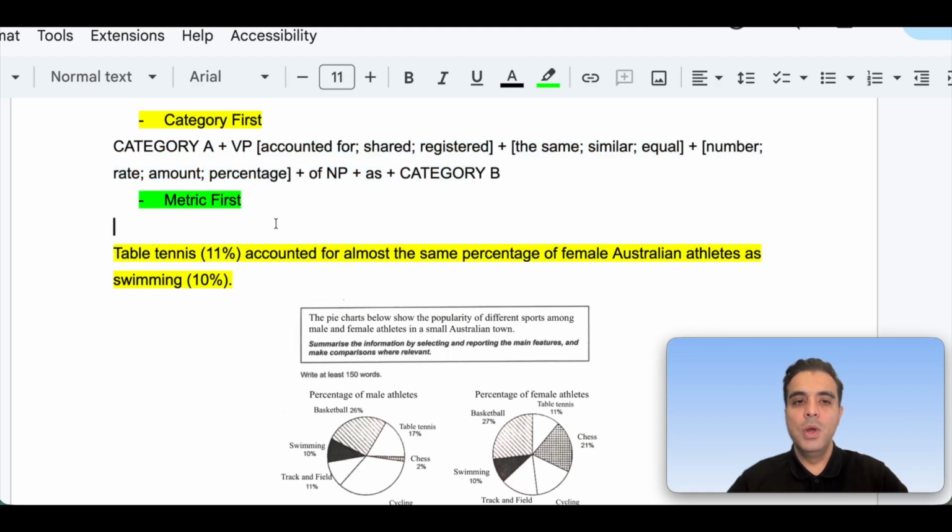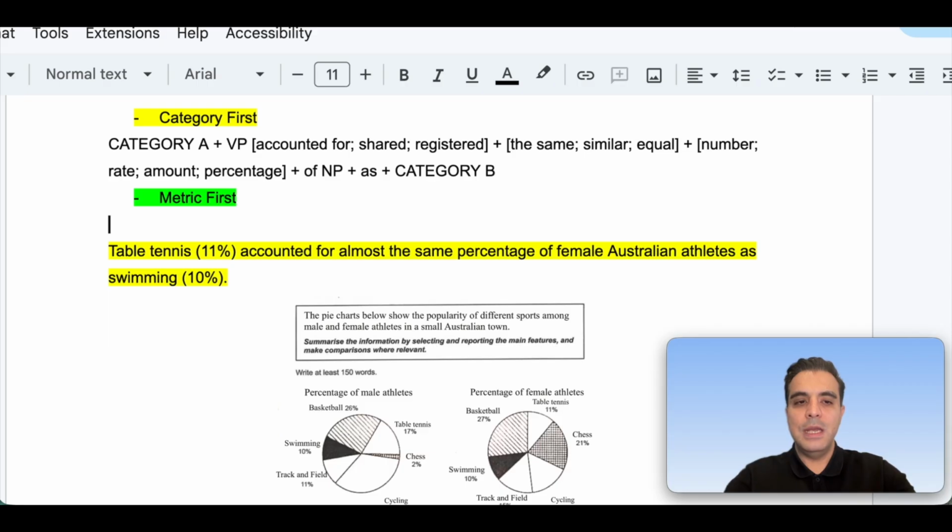Now let's turn to the metric first structure and let's see how we can use this new structure to compare two similar percentages or amounts. So this time we begin with a word describing similarity. So this could be the same, similar, or equal. I'm using the capital letters because this is how we begin our sentence, right? Then we have number, rate, amount, percentage.